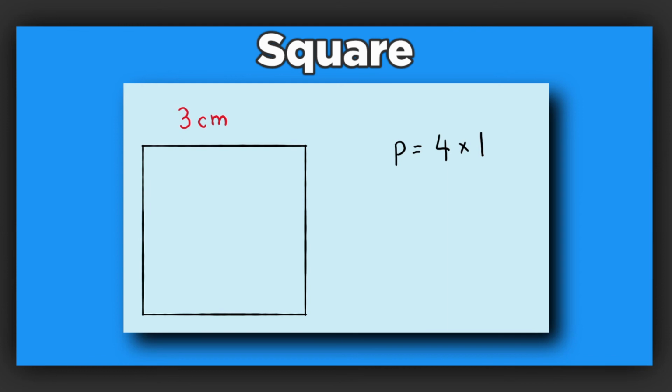Now we are going to find the perimeter of the same shape. The formula of finding the perimeter for a square is perimeter is equal to 4 times length. Our length is 3 centimeters. So we are going to replace it with 3. 4 times 3 is equal to 12. So we are going to write 12 and put the unit.